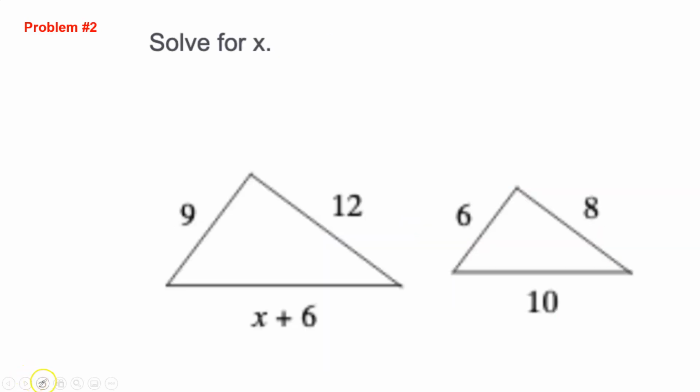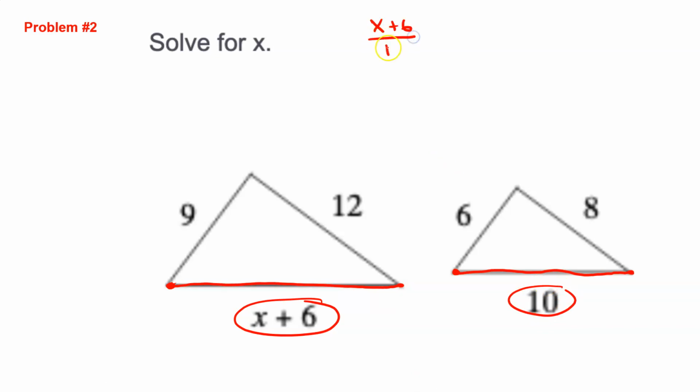Okay, problem number two. Again, same deal. So it says solve for x. I notice that x is down here on the first triangle. So who does that side correspond to? The bottom side of the second triangle. So I'm going to say x plus 6 is matching up with 10. Let's go ahead and write our first ratio, our first fraction. x plus 6 over 10.